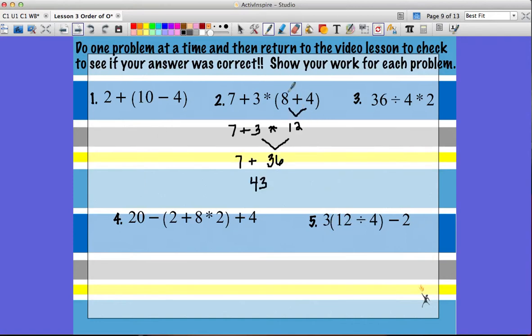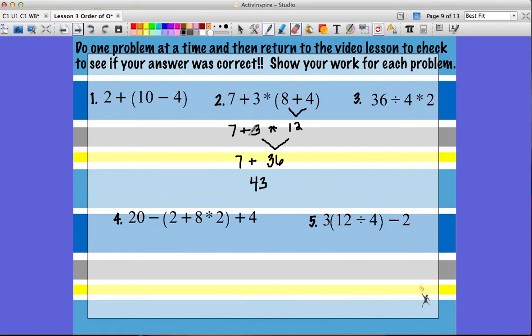Alright, for number 2, again, we do the parentheses first. So 8 plus 4 gives us 12, and we bring that down. We bring down everything we haven't used. Okay, so the 7, the addition symbol, the 3, and the multiplication symbol. We look at our order of operations. We have no more parentheses. We don't have any exponents. Do we have any multiplication or division? We do have multiplication. Okay, so we're going to do the multiplication first, which is 3 times 12, and that gives us 36.